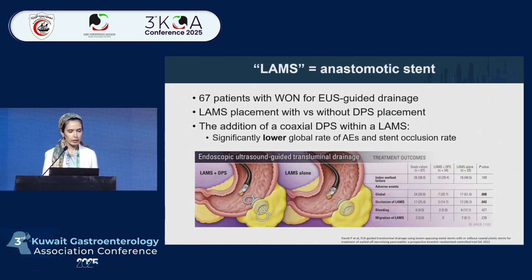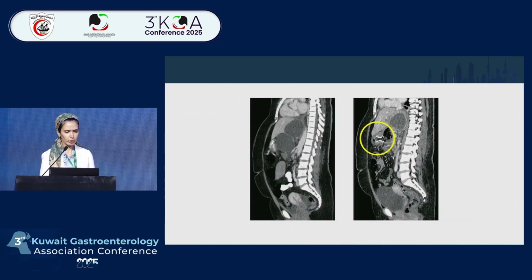However, more recent studies didn't confirm similar results. So more recently, we'll maybe discuss it later, placing a double pigtail stent is not routine after a LAMS placement. Here you can see a collection on the left image, before and after drainage, and you can see the shape of the stent. So if you see this on a radiology image, then that's what it is.